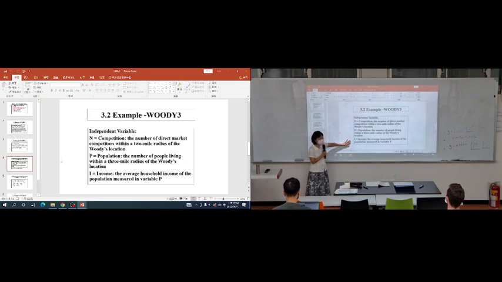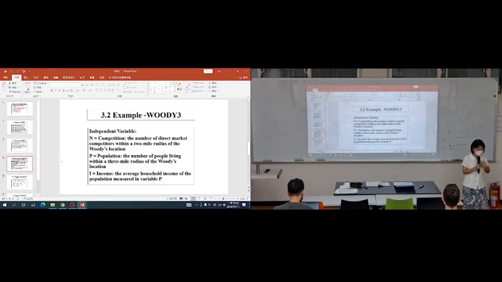The third one will be the income. This is the average household income of the population, measured in variable P. Since we need to have more money in order to go to the restaurant, right? Usually we know that eating at home is cheaper, but going to the restaurant is more expensive because you need other people to serve you and cook for you. If you eat at home, you have to do it all by yourself. You need to cook, you need to wash the dishes.